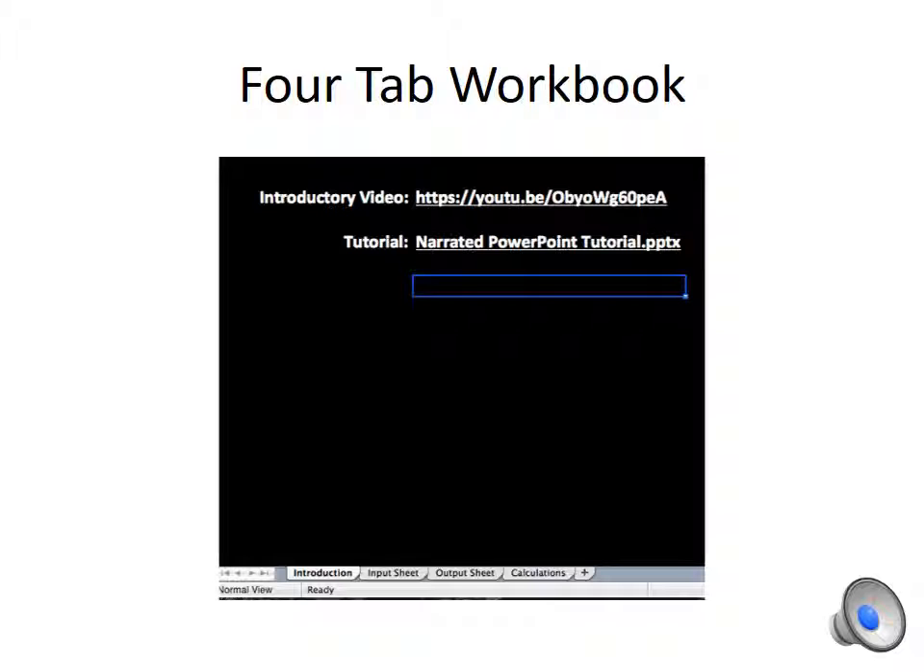Next, you'll see the Input spreadsheet. Then you'll see the Output spreadsheet. And finally, you see the Calculation spreadsheet. When working with a client, you'll mainly use the input sheet and the output sheet.